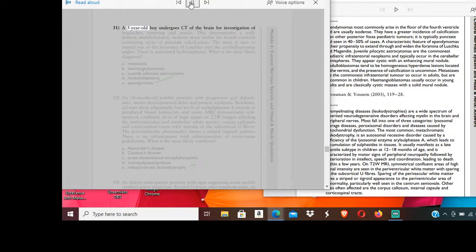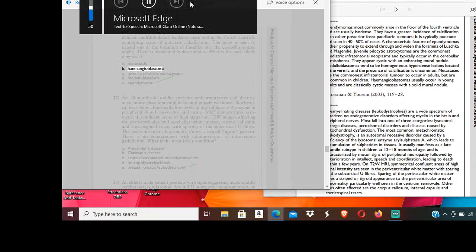31. A 5-year-old boy undergoes CT of the brain for investigation of headaches, vomiting, and ataxia. This demonstrates a well-defined, multilobulated, isodense mass within the fourth ventricle containing areas of punctate calcification. The mass is seen to extend out of the foramina of Luschka into the cerebellopontine angles. There is associated hydrocephalus. What is the most likely diagnosis?